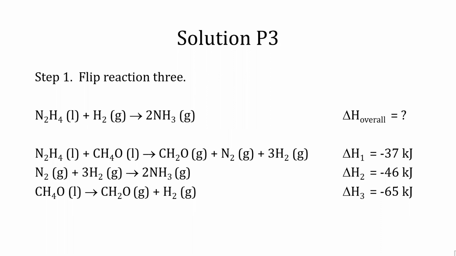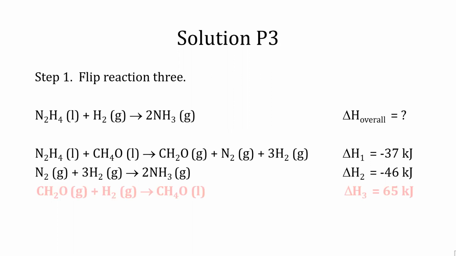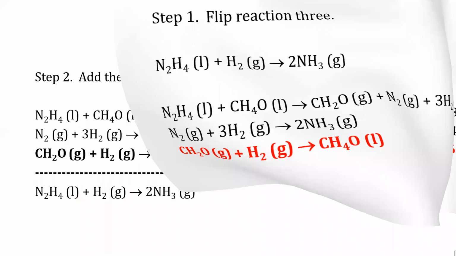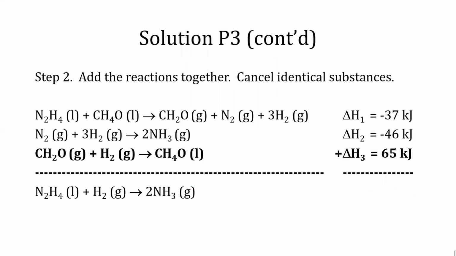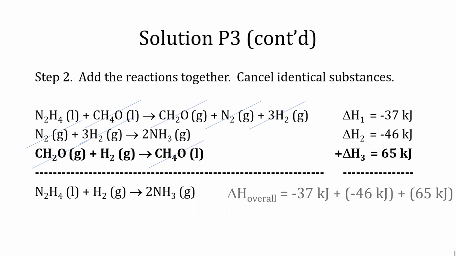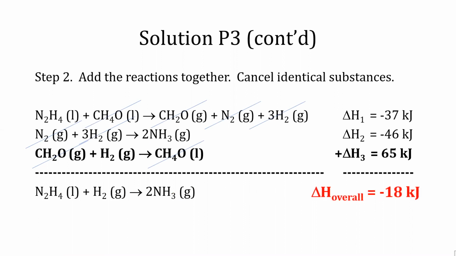Step 1, flip reaction 3. If we flip reaction 3, delta H3 is 65 kJ. Step 2, add the reactions together, cancel identical substances. If one does that, delta H overall is negative 18 kJ.